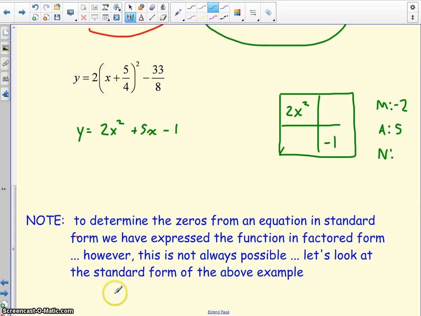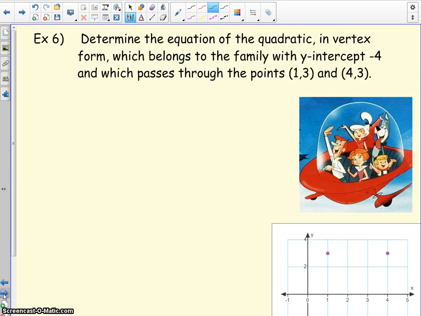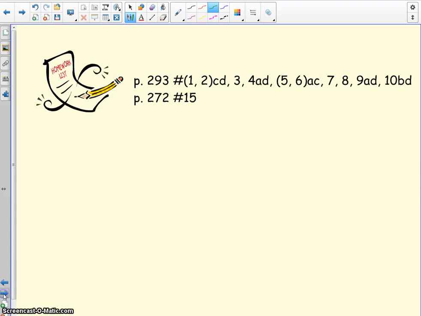Okay, so that's it for today. I know there's some other examples in here. We'll do those next lesson. Just make sure you go through the practice here and become familiar working with vertex form and converting between some of the different forms that are out there. Okay, that's it.